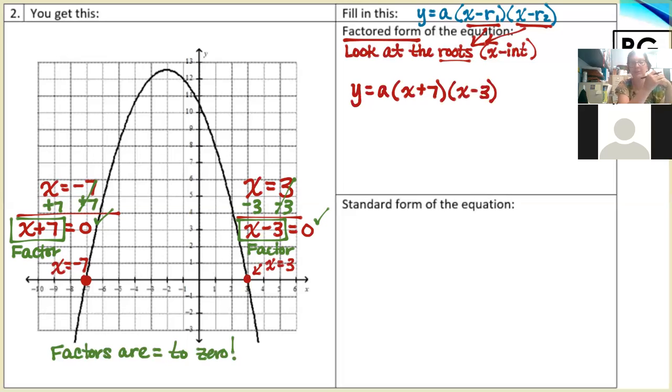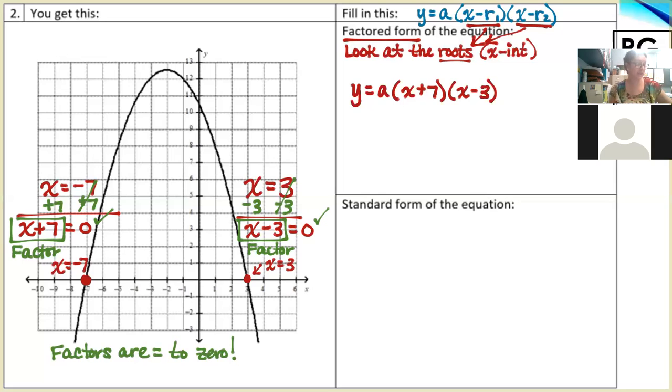What's the only piece of my factored form that I'm missing now? What's the only thing that I still need to substitute in something for? Close. X's and Y's are my variables, and I want to leave those in the equation. It's the other piece. What else do I need to substitute a value in for?